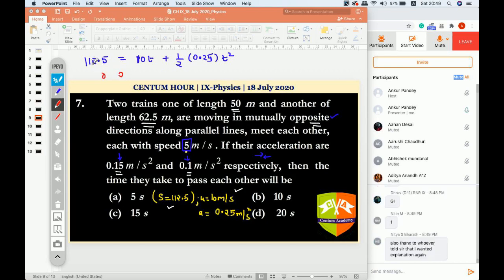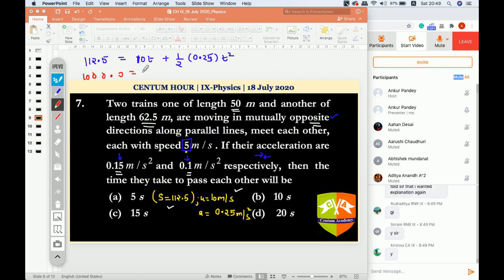16 4, 10. 10. Yes or no? Is equals to 80t plus t square. This is not 2, this is 9. Got it.